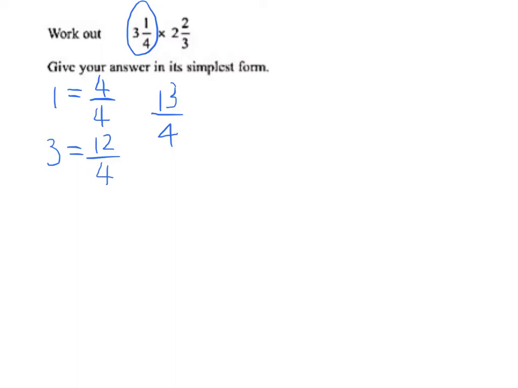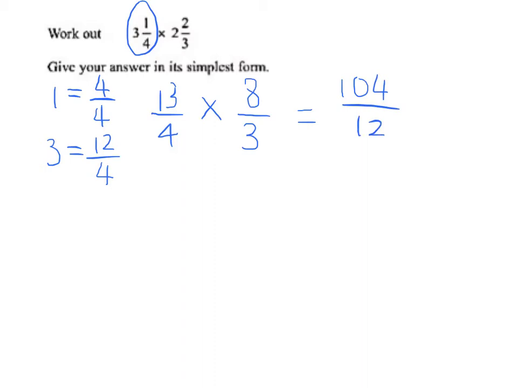Using this method for the second fraction, 3 times 2 is 6, add on 2 is 8 over 3. You then do the same method as before. 8 times 13 to give 104, and 4 times 3 to give 12.